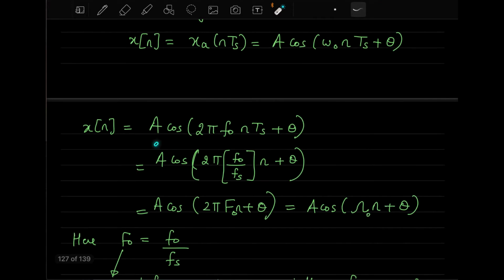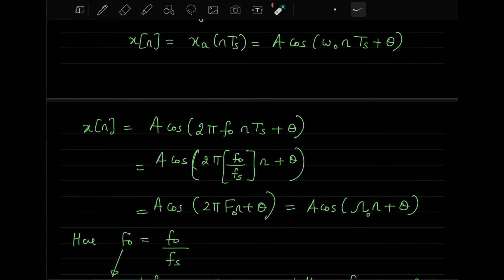Now you have this expression here. The important thing is that we will replace this factor given over here by f0. You can see that in the numerator as well as the denominator, both of them are frequencies. So why are we saying f0 is a dimensionless quantity? Because the units of frequency are there in both numerator and denominator, so they cancel out. So we have 2 pi f0 n plus theta. We are representing f0 as F0 divided by fs, and also representing this 2 pi f0 as omega naught in the discrete setting, which is the angular frequency in radians.